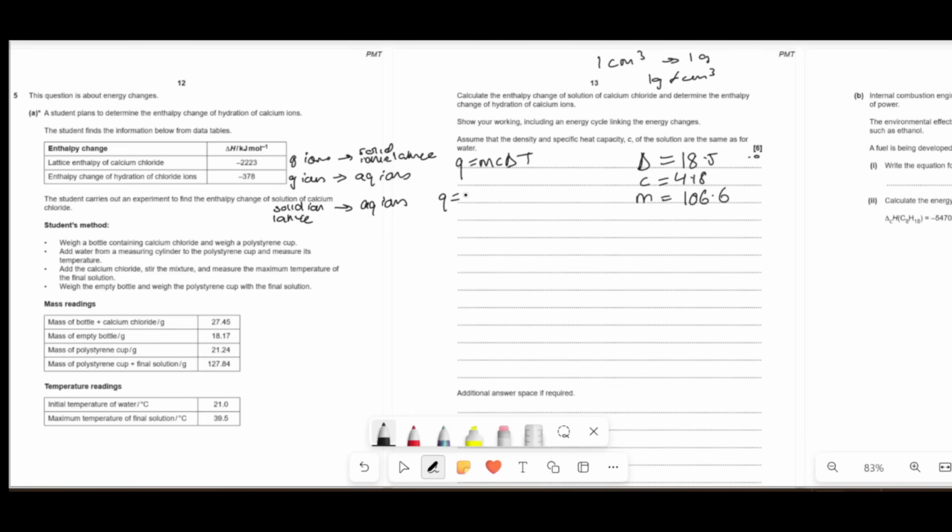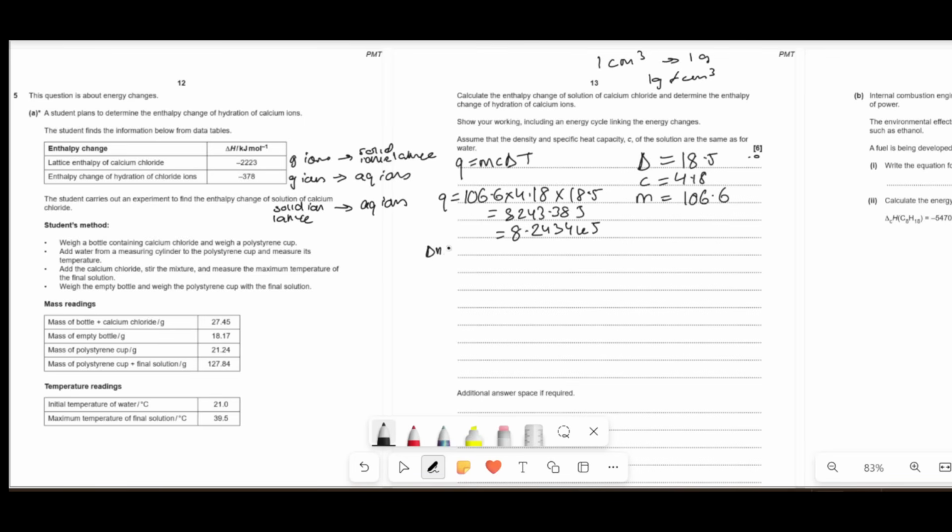So that means that Q is going to equal 106.6 times 4.18 times 18.5, which gives you 8243.38 joules. But we want it in kilojoules because it's in kilojoules per mole. All enthalpy changes are that. So that means we're going to divide it by 1,000, so 8.2434. Let's go with that, kilojoules. Right, but that's not done yet.